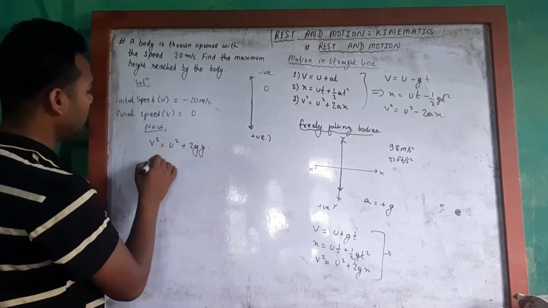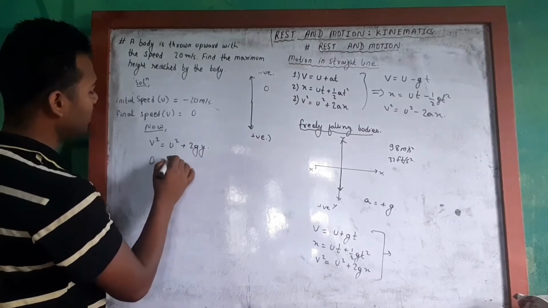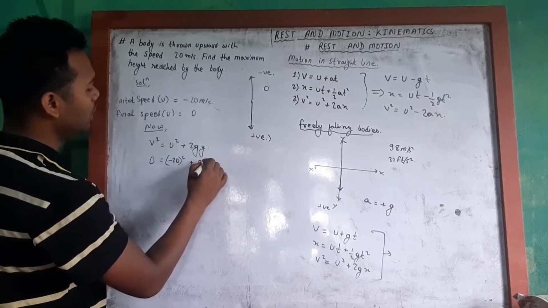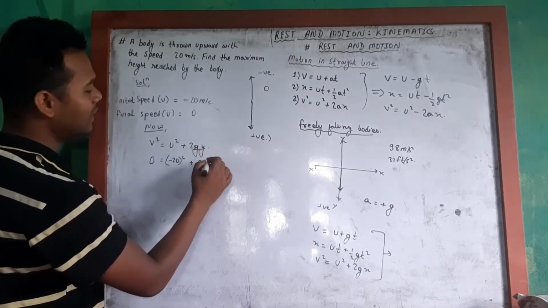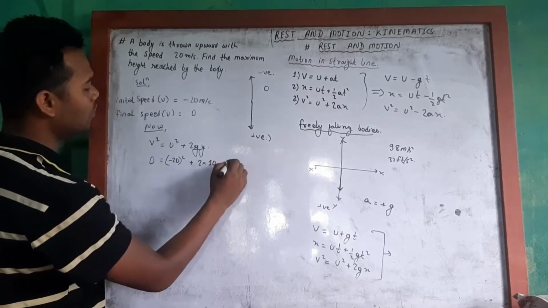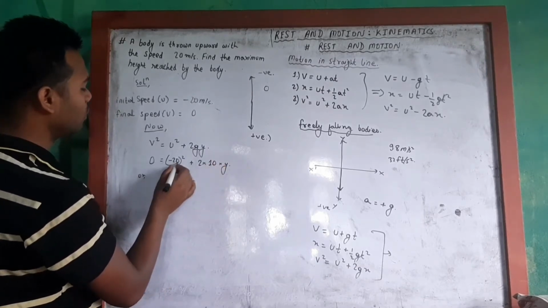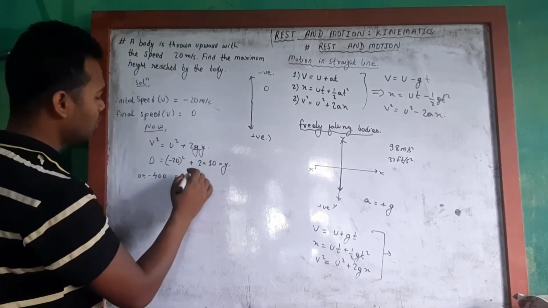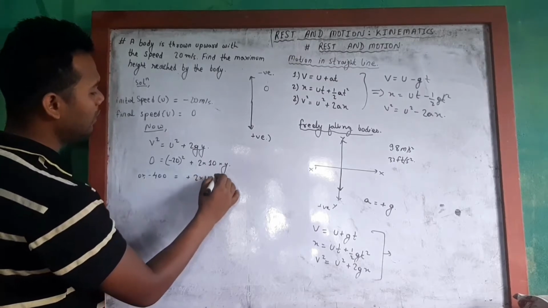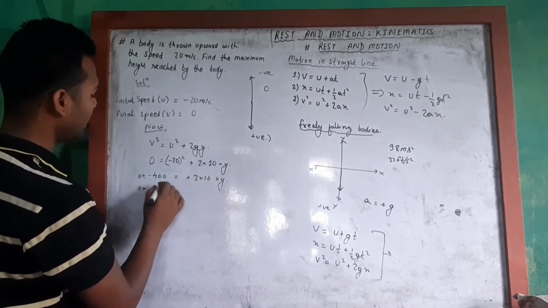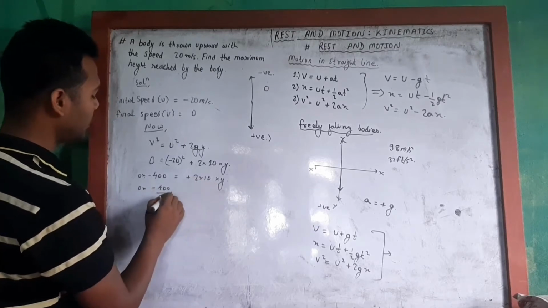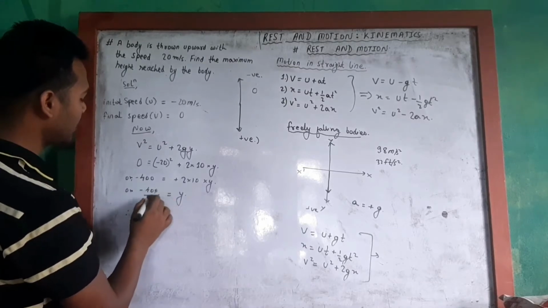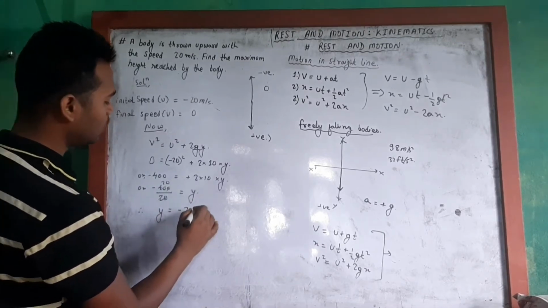Now v is equal to 0, which is equal to u square, minus 20 whole square, plus 2 into, I can take approximately 10 meters per second square, into y. Or it has the value 400, minus 400 is equal to plus 2 into 10 into y, or minus 400 divided by 20 is equal to y. Therefore y is equal to minus 20 meters.